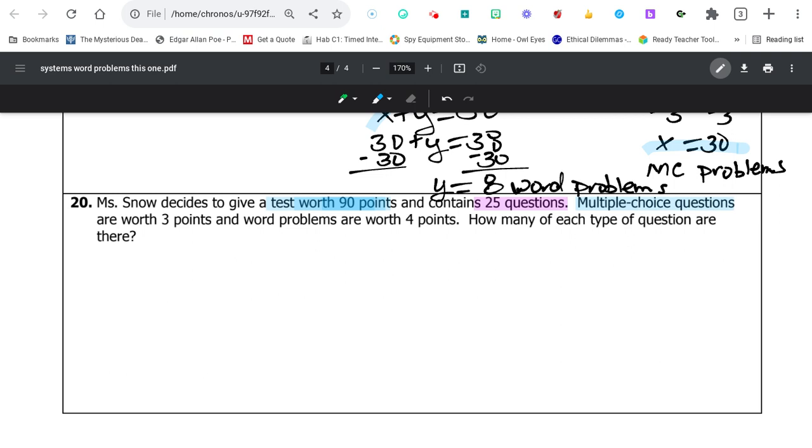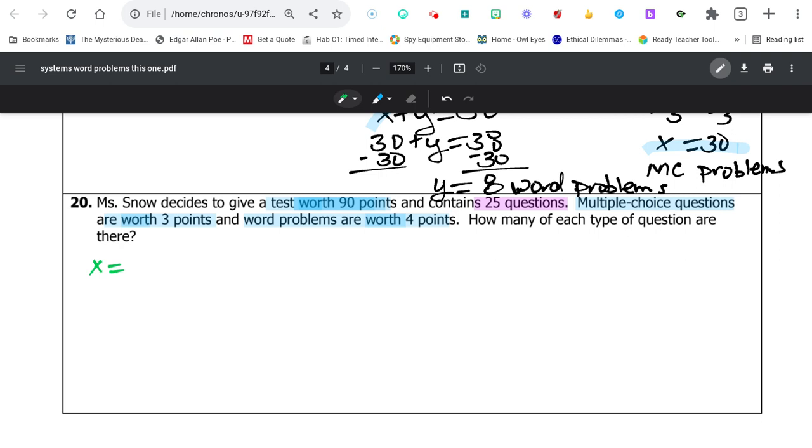Multiple choice questions are worth 3 points. So that's going to go with the 90 because it's worth and worth. And word problems are worth 4 points. So the 4 will go with the 90 in that equation. All right, how many of each type of question are there? So this is another quantity, and instead of quantity and price, it's quantity and worth problem.